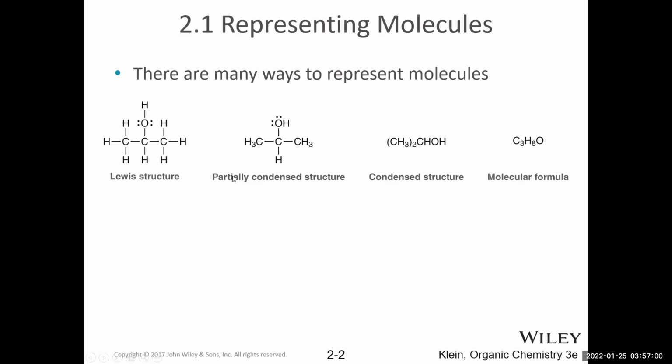Then we have what might be called a partially condensed structure. This gives us a little more information about how things are bonded together. It's a little more visually easy to see, while still not showing every single bond. So for example, it's not showing the bonds between this carbon and the 3 hydrogens attached, as well as this carbon and the 3 hydrogens attached, and then the oxygen bonded to this hydrogen. And then we have the full Lewis structure, which shows every single bond between every single atom.